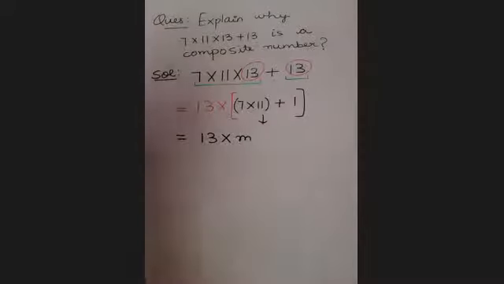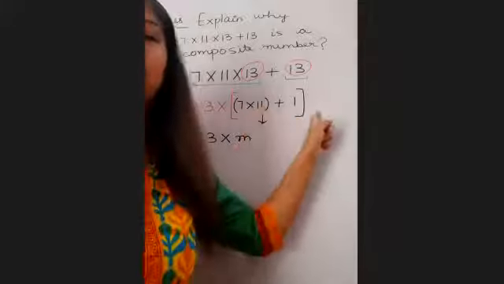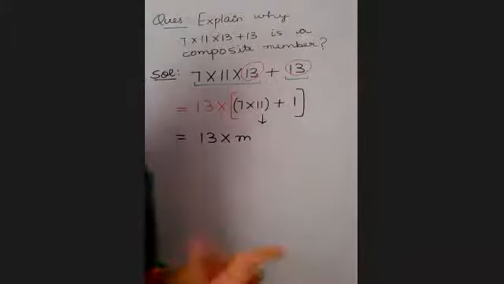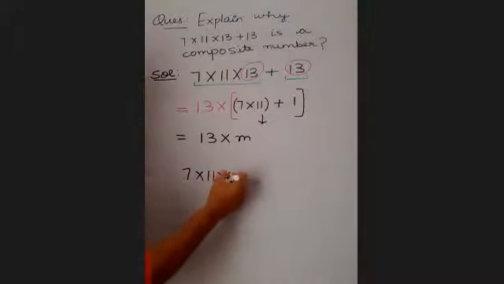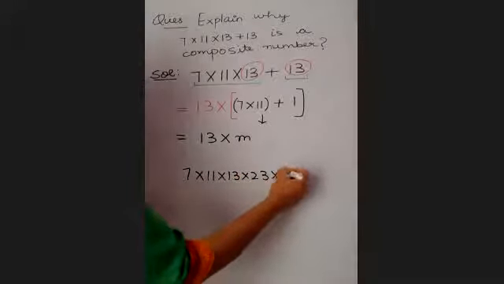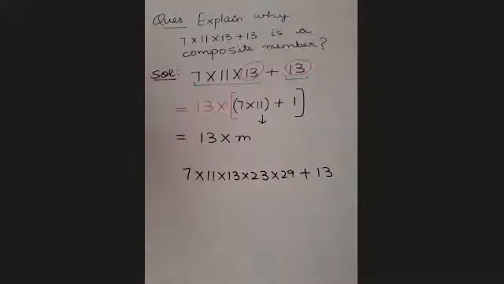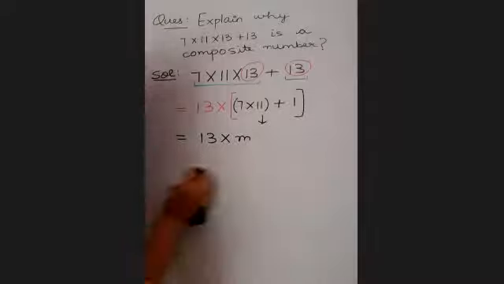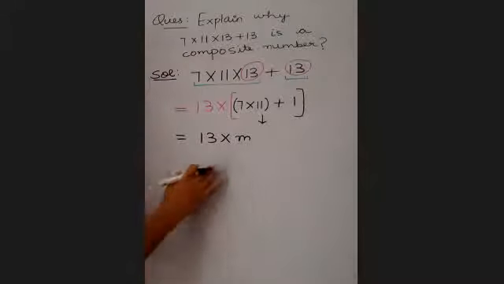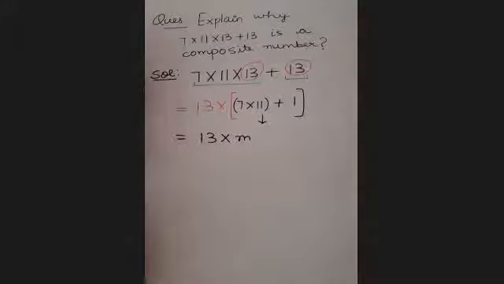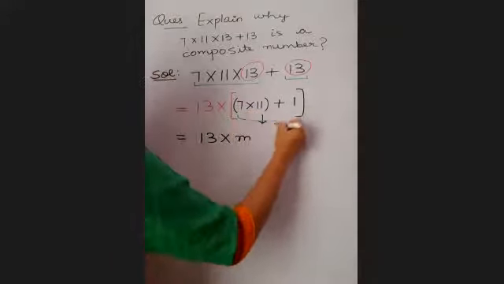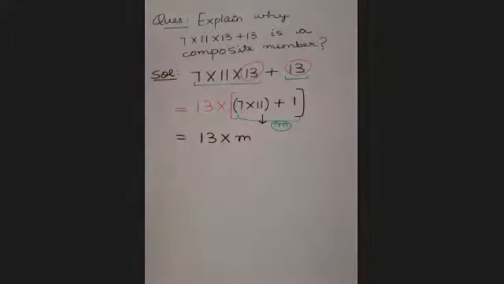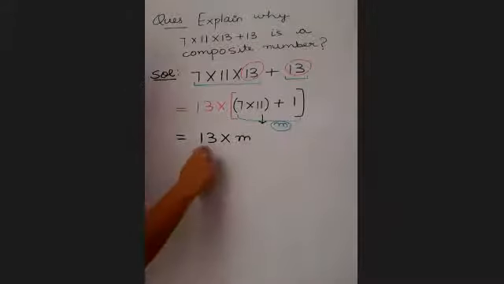This is a small calculation, children. I know 7 into 11 is 77, plus 1 is 78. But I may get bigger numbers, guys. I'm just giving you an example. So why multiply such big numbers? I am going to give you a general method for solving these questions. Whatever is there in the bracket, call that bracket as M. Now this is 13M.